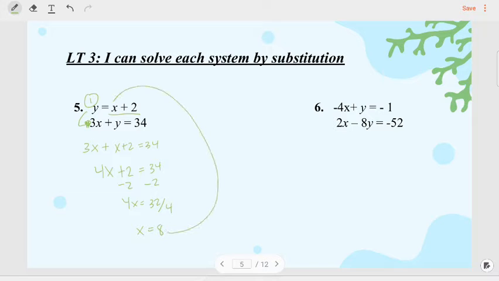Plug it back in to find my second value. y is equal to 8 plus 2, so y equals 10. My final answer would be the ordered pair (8, 10).